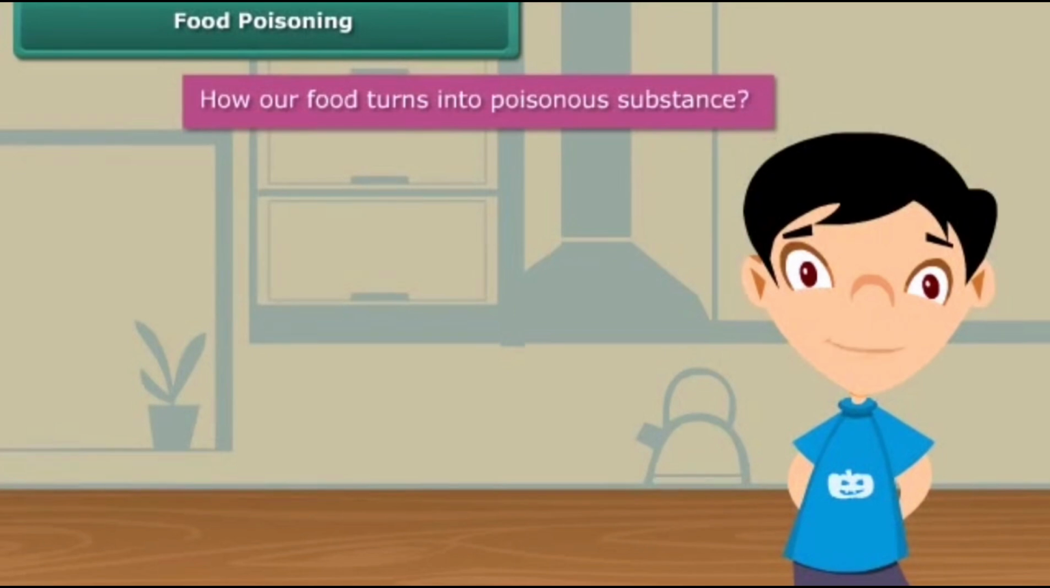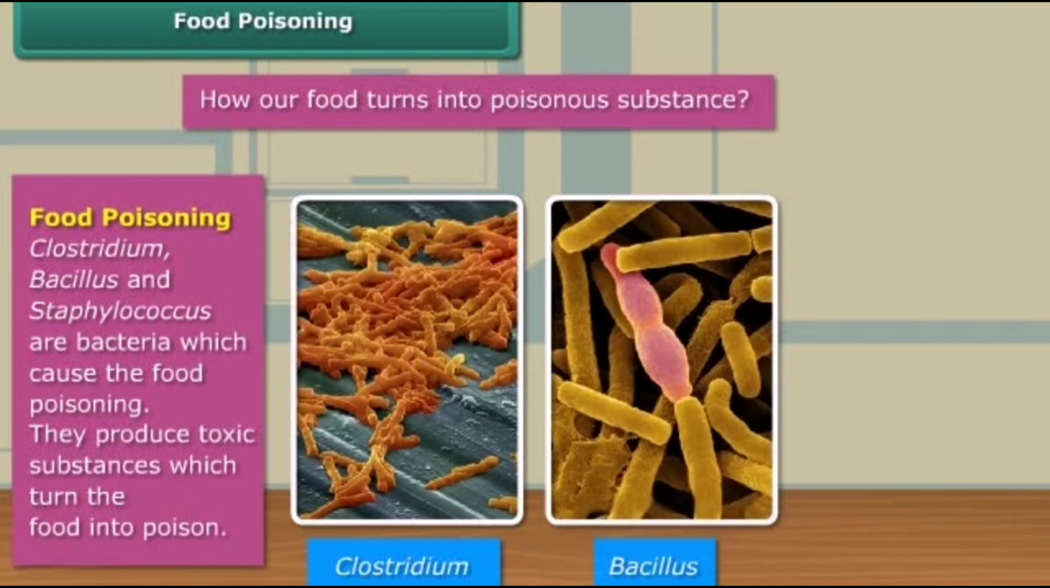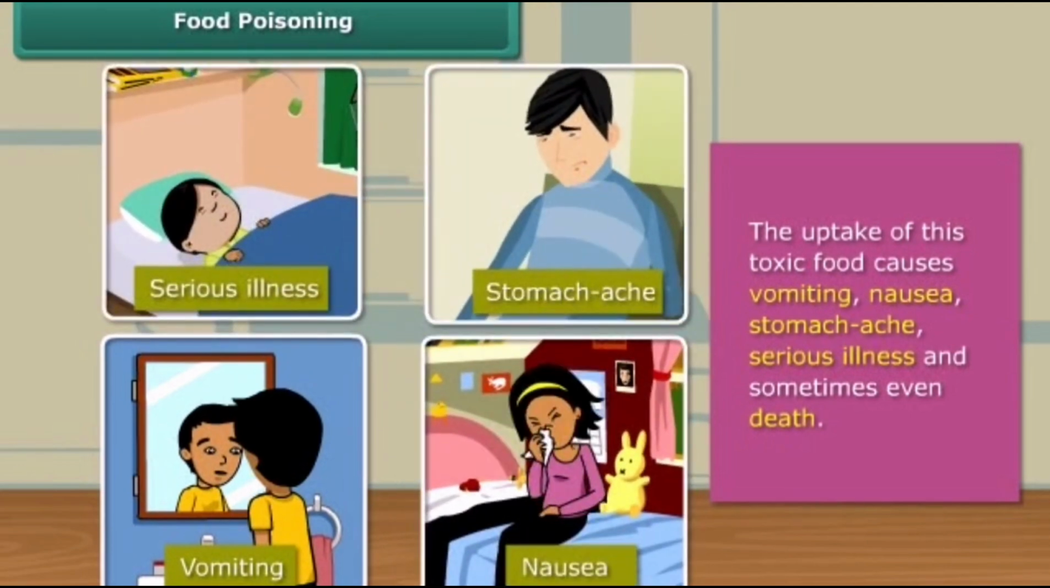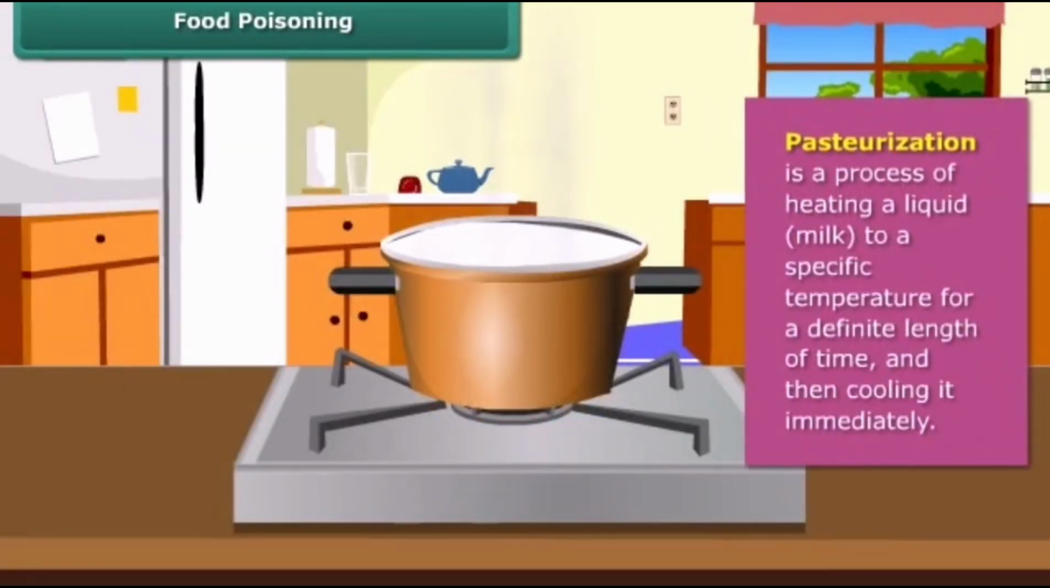Friends, in summer season, if the food is lying in the open for a longer duration, the food turns stale and finally into a poisonous substance. The cause of this is again the same, bacteria. There are some bacteria like Clostridium, Bacillus, and Staphylococcus which cause food poisoning. This food causes harm to us. We can preserve our food by some methods as listed below. We use the pasteurization process to preserve milk.